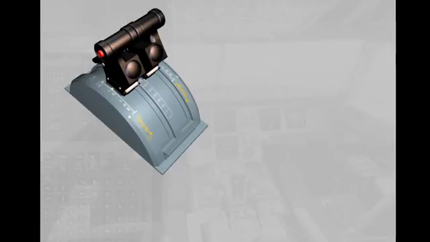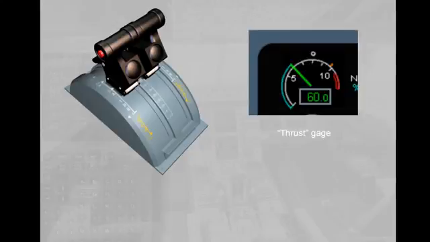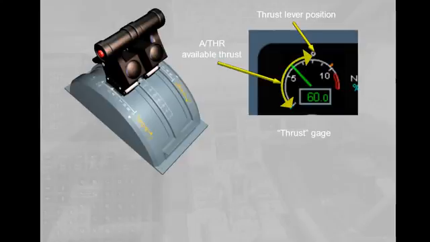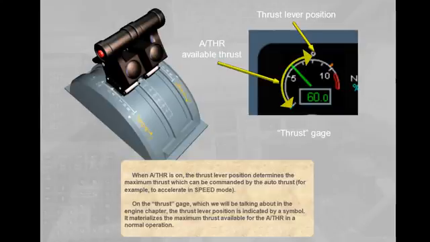When autothrust is on, the thrust lever position determines the maximum thrust which can be commanded by the autothrust, for example, to accelerate in speed mode. On the thrust gauge, which we will be talking about in the engine chapter, the thrust lever position is indicated by a symbol. It materializes the maximum thrust available for the autothrust in a normal operation.